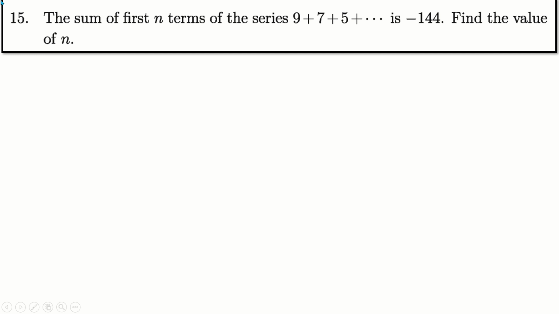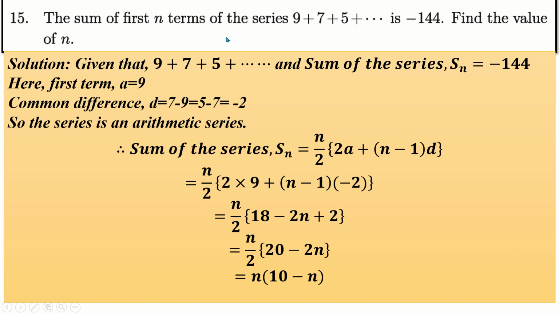Okay, the sum of first 10 terms of the series 9 plus 7 plus 5 plus dot dot dot is minus 144. Find the value of n. Here given sum of first n terms of this series is minus 144. We have to find the value of n. Now follow the solution. Here given the series 9 plus 7 plus 5 plus dot dot dot up to n.